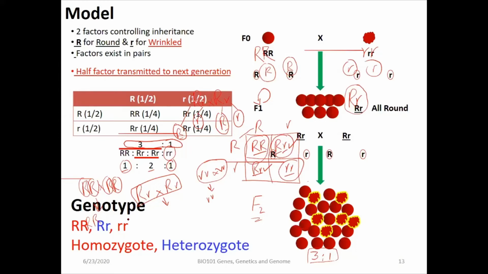So these ones were called genotype. When we gave capital R, with these notations, we are actually giving the genotype of the round trait or round character. And small r is the genotype of wrinkled. Phenotype was what? Wrinkled is phenotype. Round is phenotype.